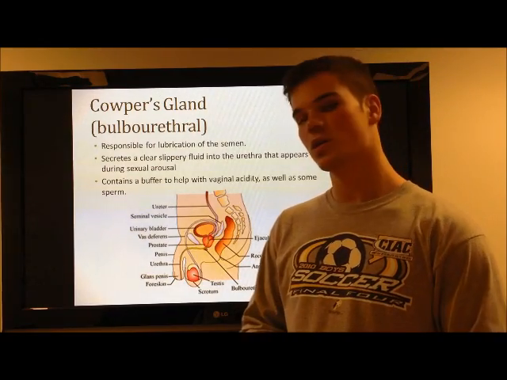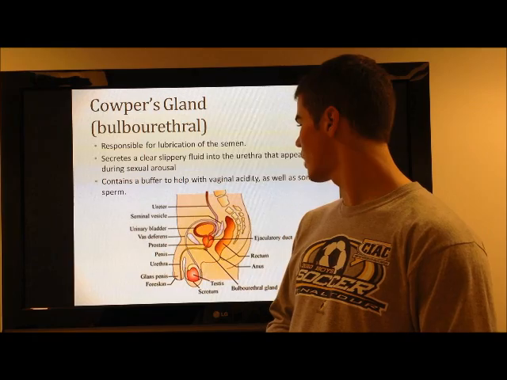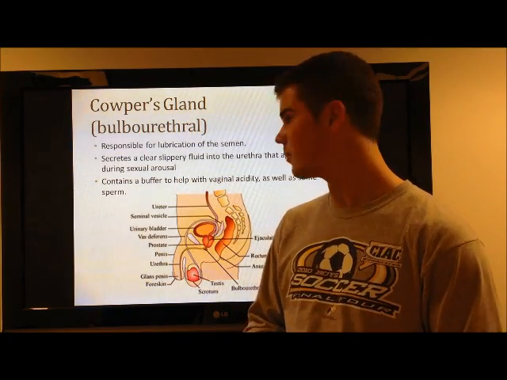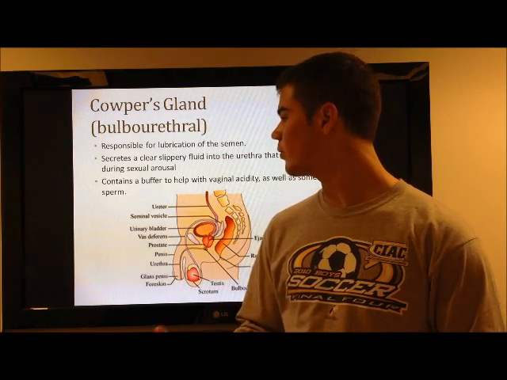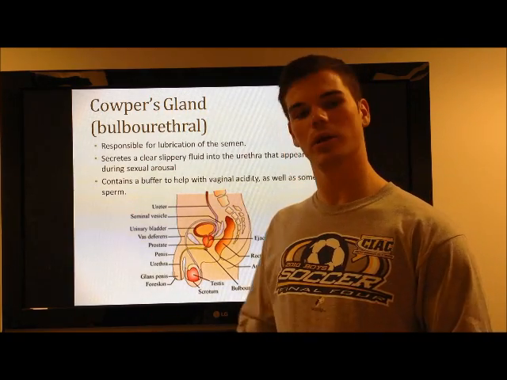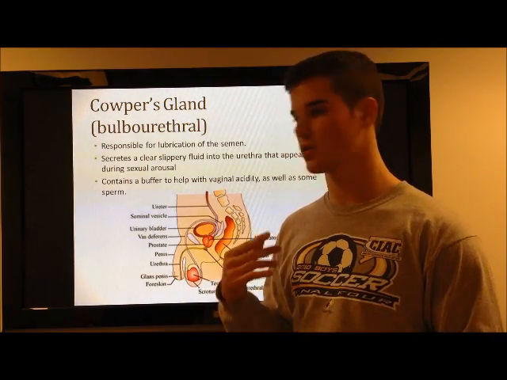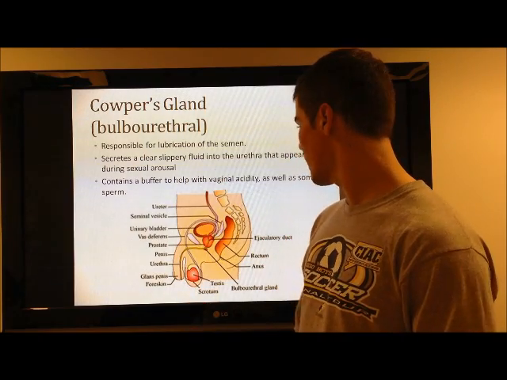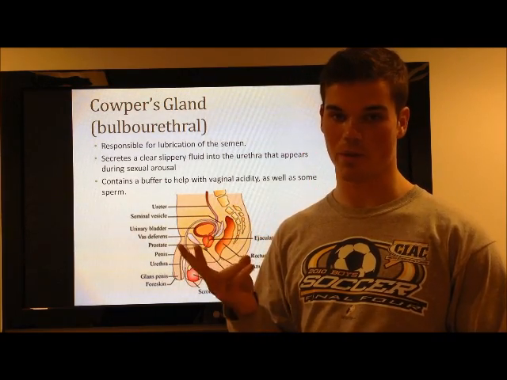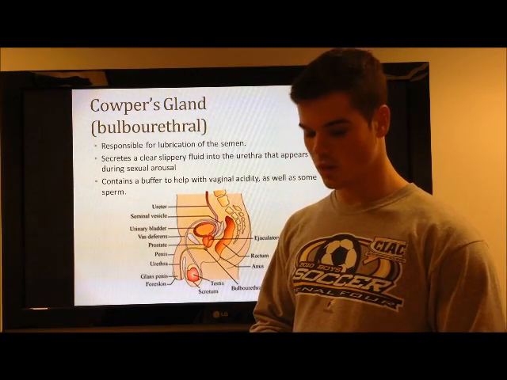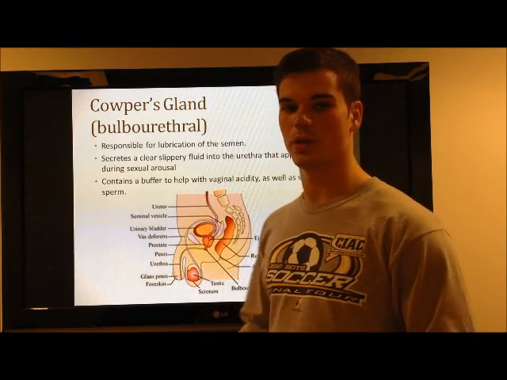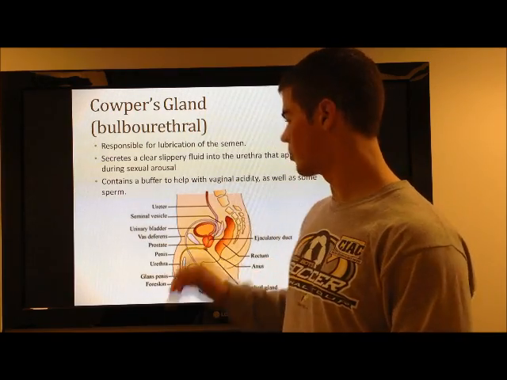So similar to the last gland we just talked about, the prostate gland, it has a buffer which helps with the vaginal acidity, but this fluid appears when a male is sexually aroused, and it's also known as pre-ejaculate, when this little clear slippery fluid comes out of the penis, and it does contain some sperm. That is the reason the pull-out method is not very effective, because the woman can still get pregnant because of this fluid, this pre-ejaculate, which comes out because of the sperm that it contains.